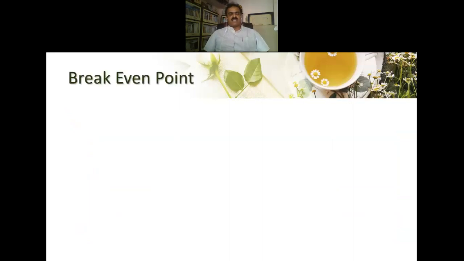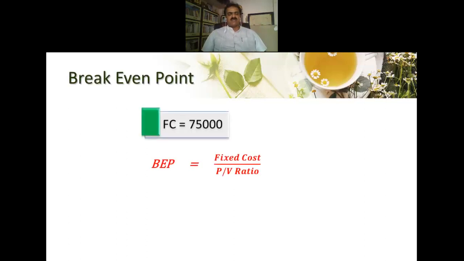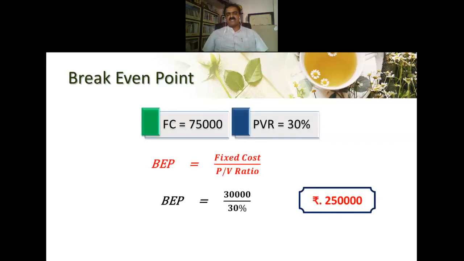To calculate break-even point, the simple formula is fixed cost divided by PV ratio. You know the fixed cost, just now we have calculated as 75,000, and PV ratio has already been calculated as 30%. So 75,000 divided by 30% is 2,50,000 rupees, the break-even sales.